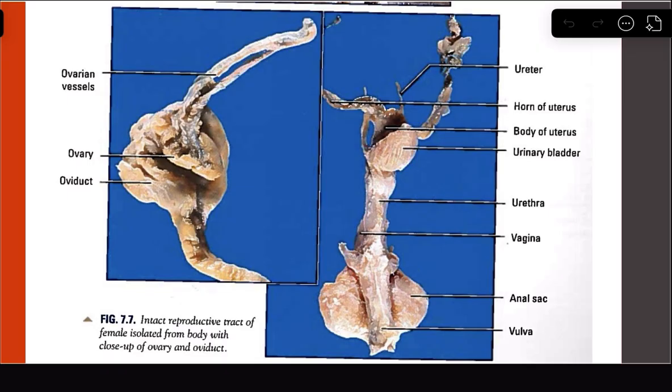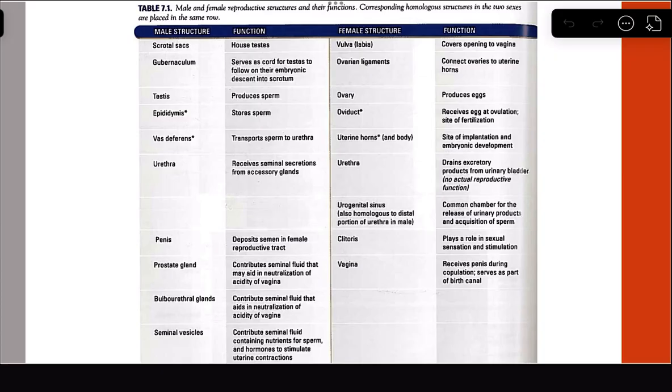Over here, we have a male and female chart of the reproductive structures and their functions, and we'll see that corresponding homologous structures in the two sexes are placed in the same row, right? So the scrotal sac and the vulva, or the labia majora and minora, are going to be included within that vulva description, right? The testes, the ovaries, right? Epididymis, oviduct. The urethra, right? They both have urethra. The penis, the clitoris. This is the erectile tissue. Okay.